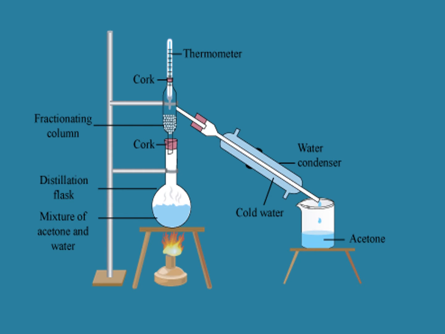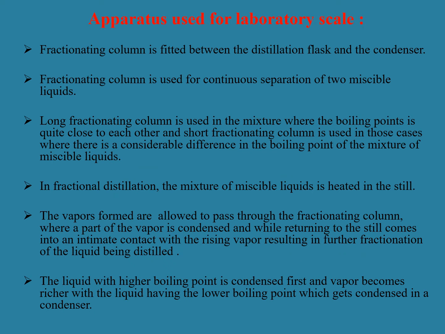This is the diagram of the fractional distillation apparatus. It consists of the distillation flask, fractionating column, condenser and the receiver. The fractionating column is fitted between the distillation flask and the condenser. The fractionating column is used for continuous separation of two miscible liquids.